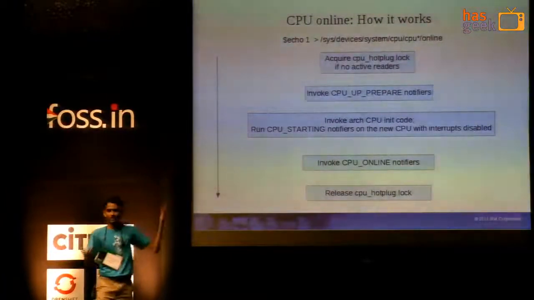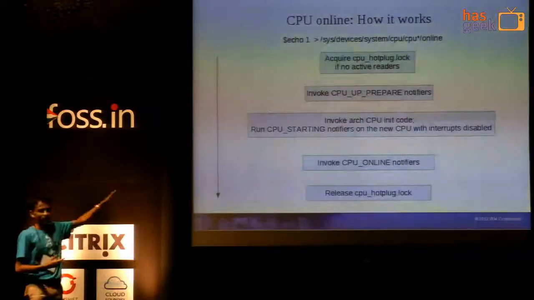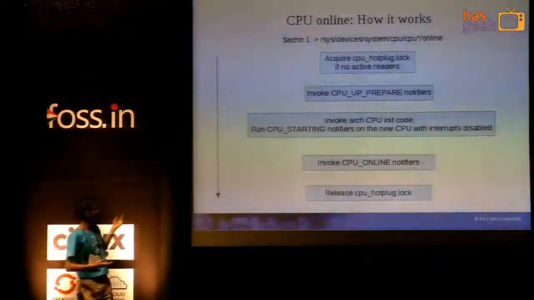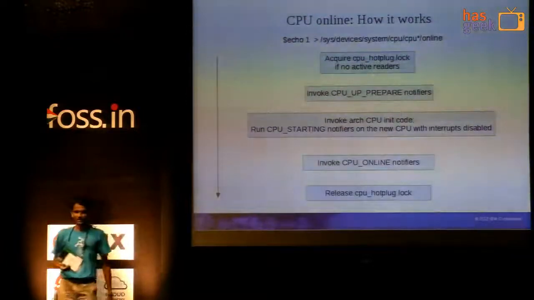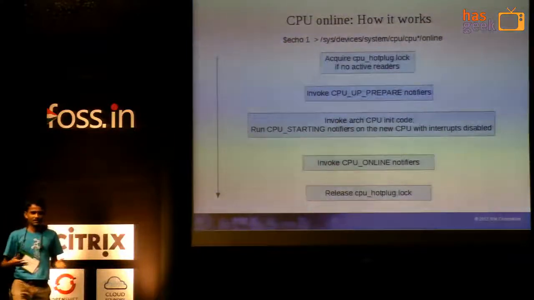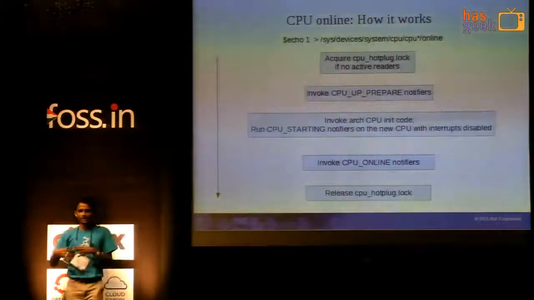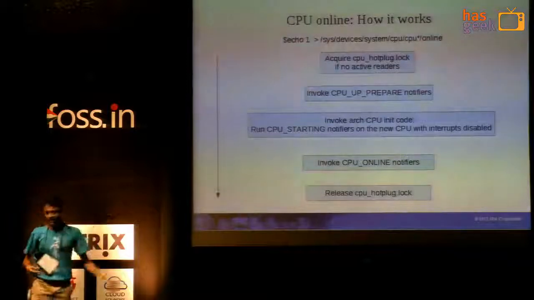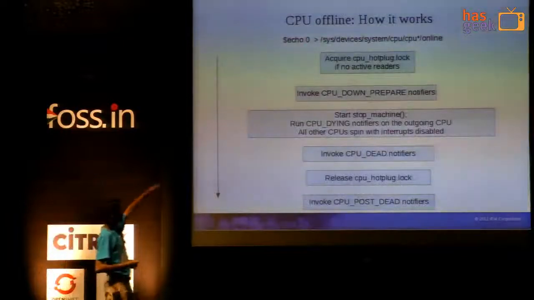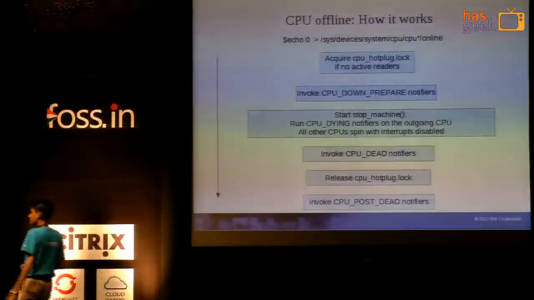So you run the CPU up prepare, telling people that you are going to do an online now. If somebody is not happy or not ready, you can abort. Once you say up prepare and every subsystem is happy with the state, then you start the CPU starting notifiers with interrupts disabled. Then you run the CPU online because you are done with it. Now do the rest of the things. Some people don't care about the operation. They care that once the CPU is online, now what should they do? Then you release the lock and continue. Whereas in the case of CPU offline, the steps are similar, just that the notifications are different, and you also use the stop machine thing to do atomic CPU offline.